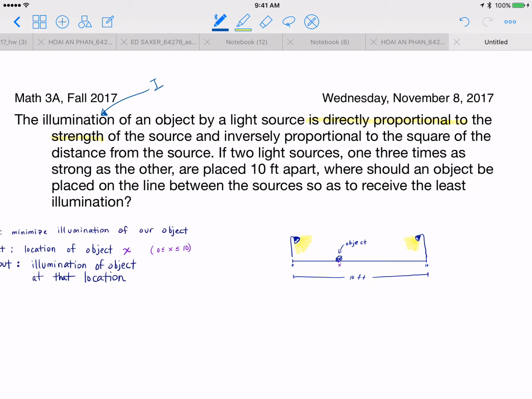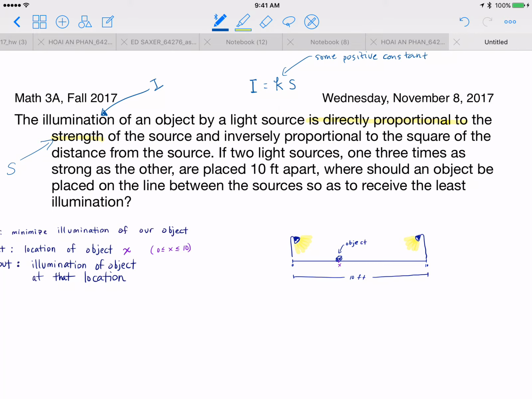So if illumination, we're just calling illumination I, is directly proportional to the strength, let's call strength S. So from this first phrase, we get I is directly proportional to the strength S, with K some positive constant.